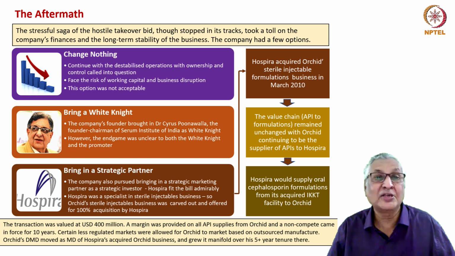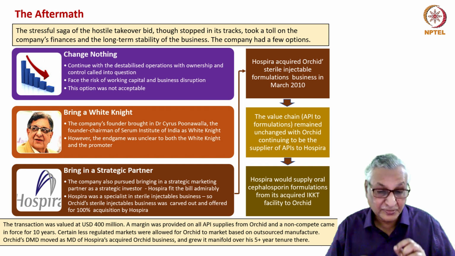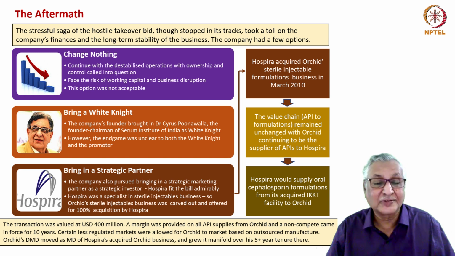The second option was to bring a white knight. The company's founder brought in Dr. Cyrus Poonawalla, the founder chairman of Serum Institute of India, as the white knight. However, the endgame was unclear to both the white knight and the promoter. I brought in a strategic partner. The company also pursued bringing in a strategic marketing partner as a strategic investor. Hospira fit the bill admirably because the products that were signed for distribution with Hospira were yet to be put into the marketplace. Hospira was a specialist in the sterile injectables business, so Orchid's sterile injectables business was carved out and offered for 100% acquisition by Hospira.